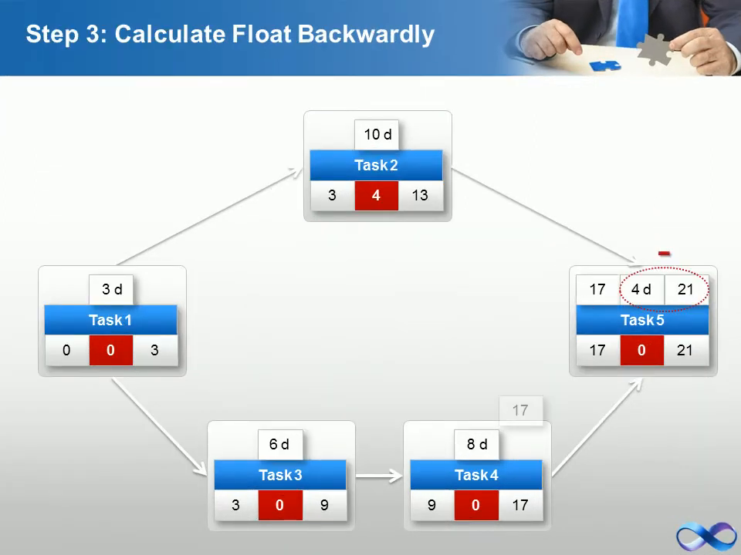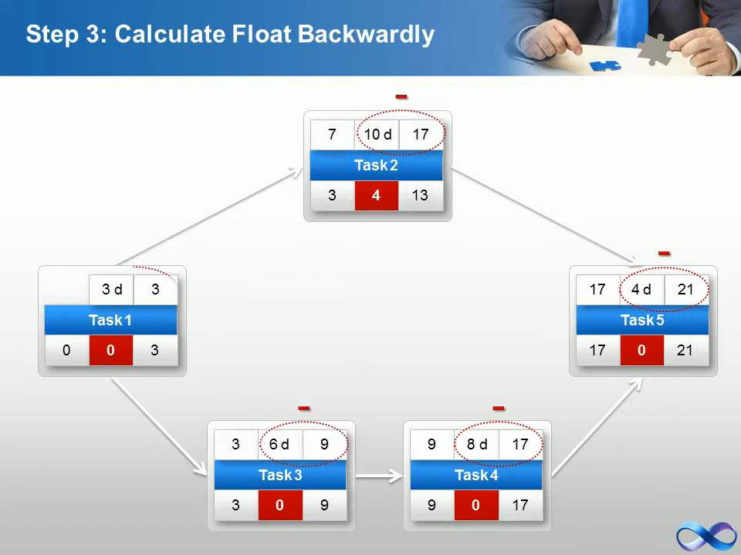Step 3. Calculate float in all tasks, backward pass. Please note, for all the tasks on the critical path, that is, Task 1, Task 3, Task 4, and Task 5, EF equals LF and ES equals LS. Hence, slack for the tasks on the critical path is 0. Slack for Task 2 is 4 days.